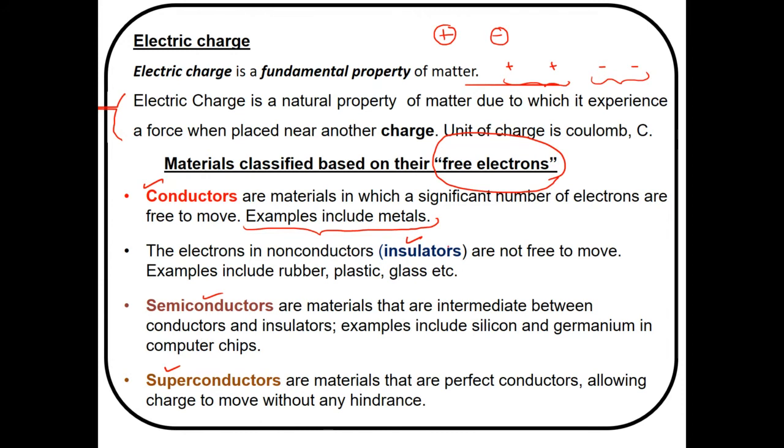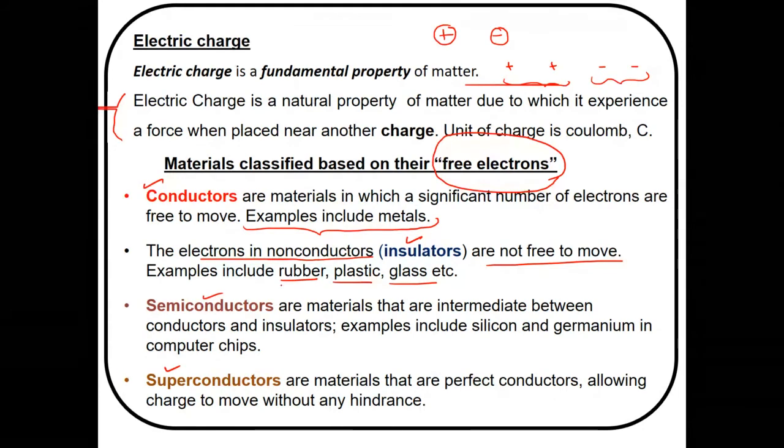Now, the second one is insulators. Insulators have some electrons, but these electrons are not free to move. Insulators are the non-conductors. They will not conduct anything. Good examples are rubber, plastic, and glass. In our day-to-day life, we use all these materials for our application purposes.